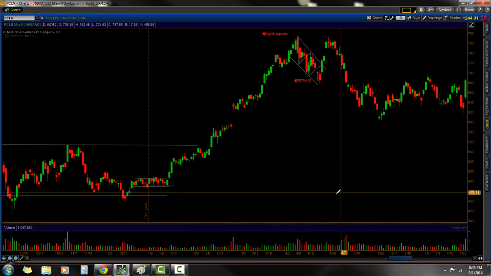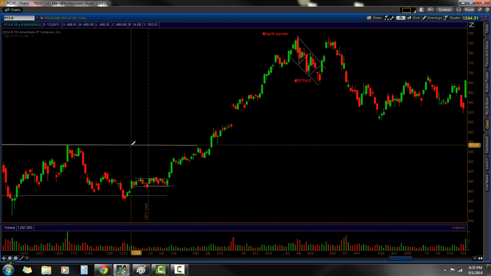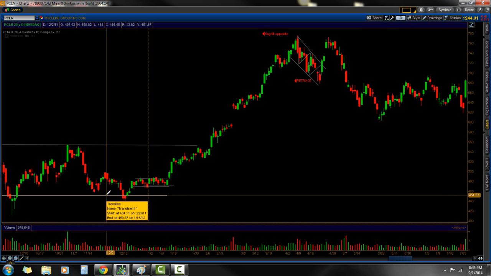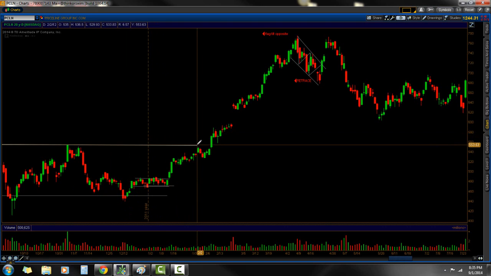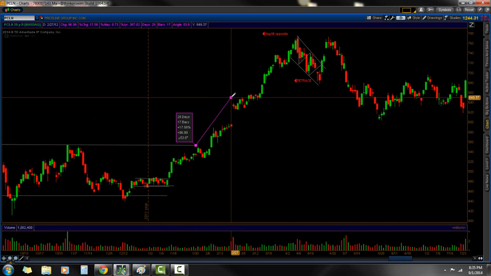Alright, so let's imagine that the pole's not there. Well, we know that this sideways channel is going to measure move from top to bottom, right? So the top is 550 bucks, let's say. Okay? And then the bottom is 450 bucks. So 550 minus 450 is 100 bucks. We're going to measure move $100 from the breakout point, which is here. Okay, $100 above the 500 is going to be 650. And that's just right around here.